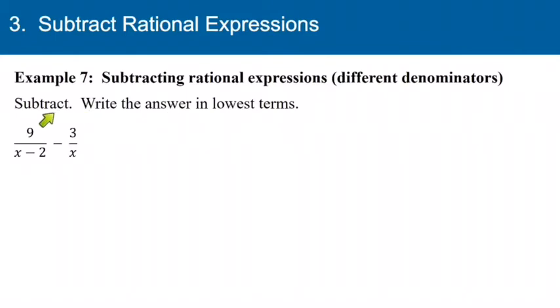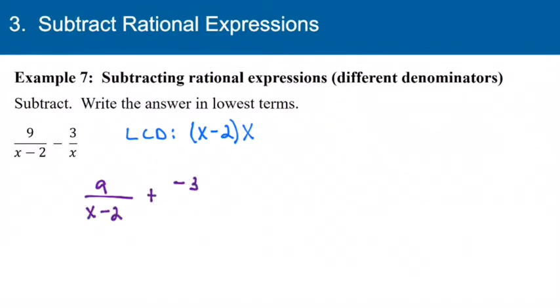So the instructions again say subtract, write the answer in lowest terms. We have 9 over x minus 2 minus 3 over x. Well, the first thing we see is that the denominators are different, so we are going to require a common denominator here. Let's go ahead and build our LCD. So we're going to need an x minus 2, and we're going to need an x. Now, when we copy our problem down before we work on the LCD, let's go ahead and change this to addition form. So instead of minus 3 over x, it's going to become plus negative 3 over x.